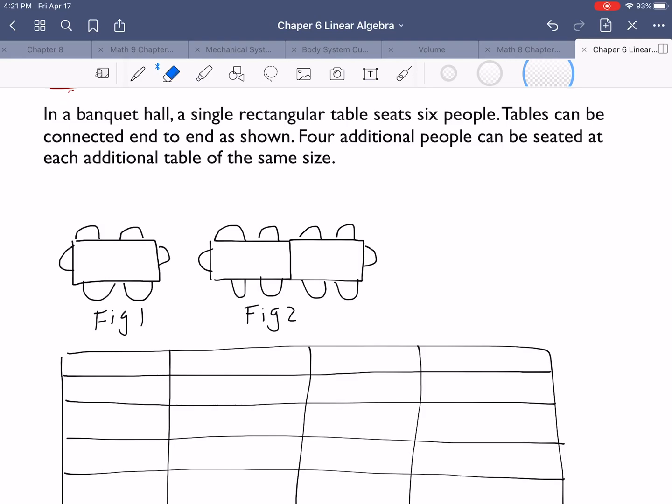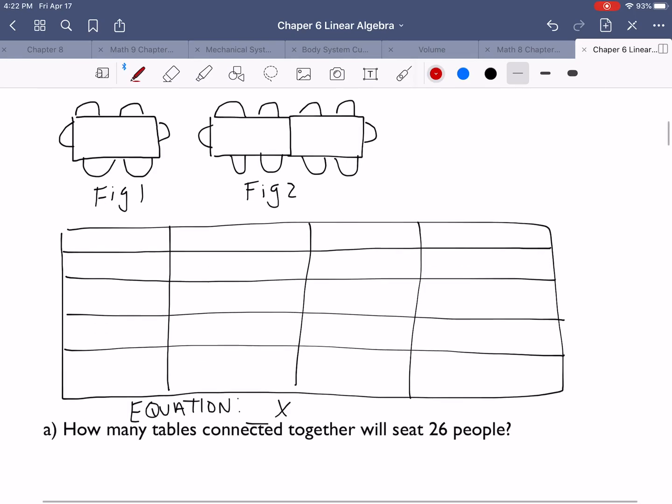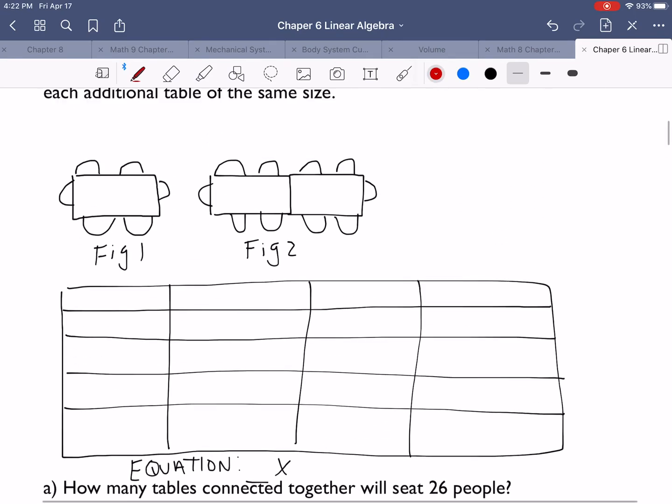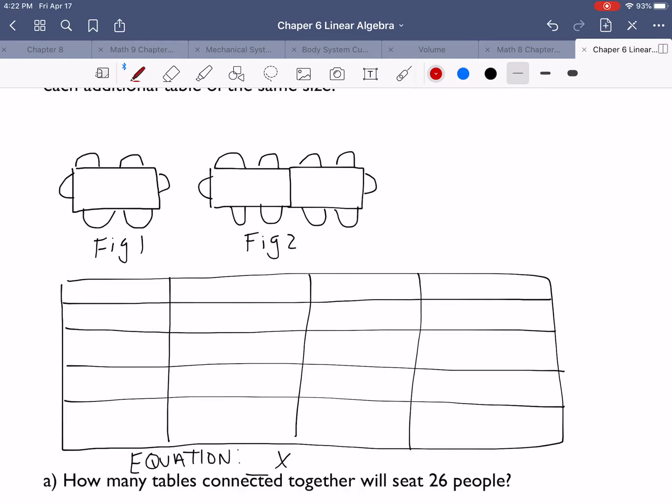So I'll read it to you. In a banquet hall, a single rectangle table sits 6 people, but tables can be connected end to end. 4 additional people can be seated at each additional table of the same size. So what's going to happen here is I want the linear equation. How many tables can be connected? So before you can answer any questions, you've got to get the equation.